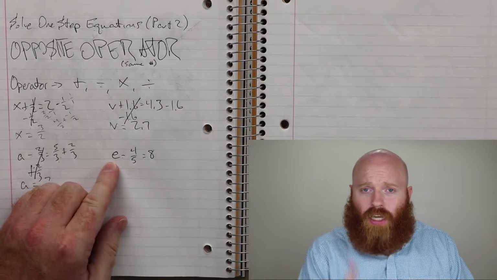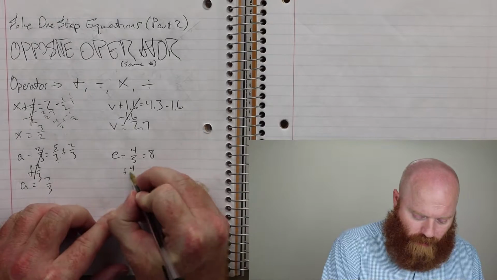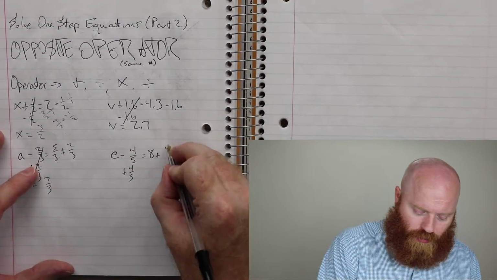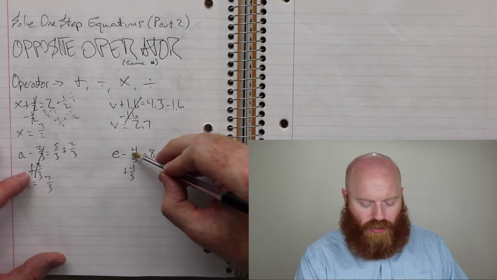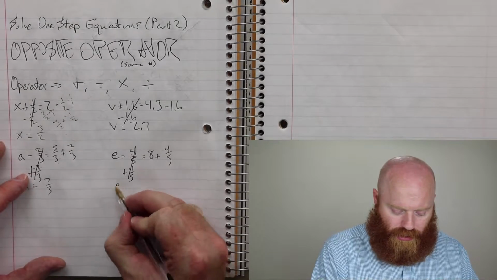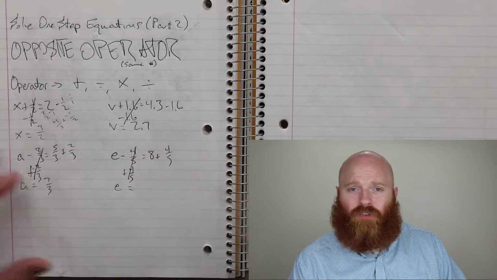I got a minus 5/5, I need a plus 5/5. But if you add 5/5 to that side, you got to add 5/5 to that side. Do the same thing to both sides, plus 5/5. Minus 5/5 plus 5/5 is 0. E minus 0 is E. Now I got to go 8 plus 5/5.